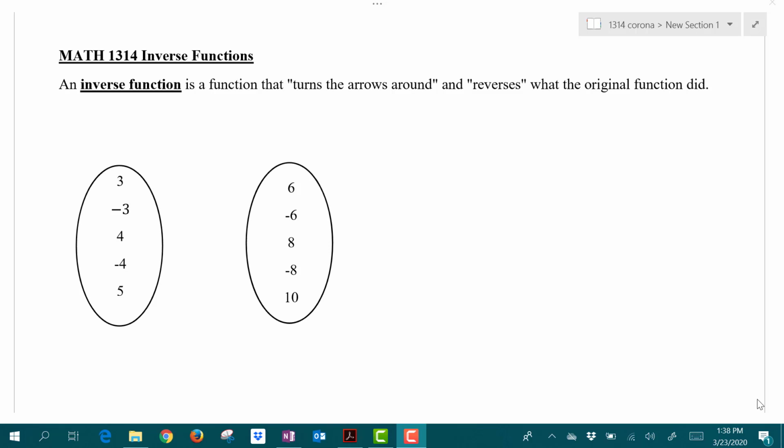In this video we're going to talk about inverse functions. An inverse function is a function that turns the arrow around or reverses what the original function did.